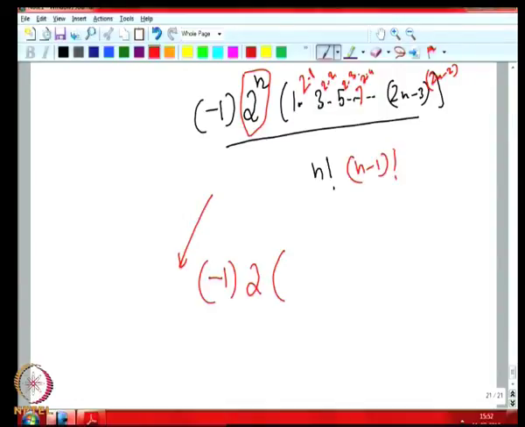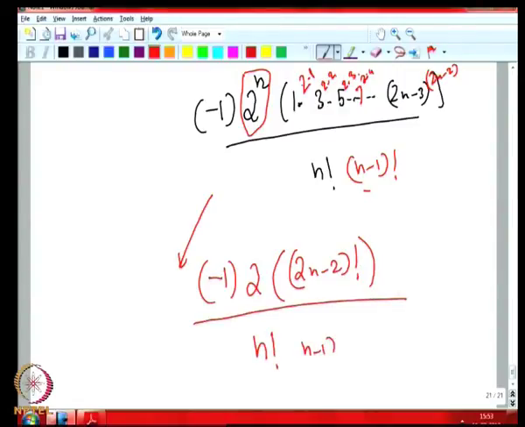So, to balance this thing, I spend off these n minus 1 2's here, 2 to the power n minus 1, and this n minus 1 factorial I am just putting in the denominator. So, therefore, we have above 1 2 3 4 5 6 7 till 2n minus 2, that is 2n minus 2 factorial above, right, and below we have n factorial into n minus 1 factorial.